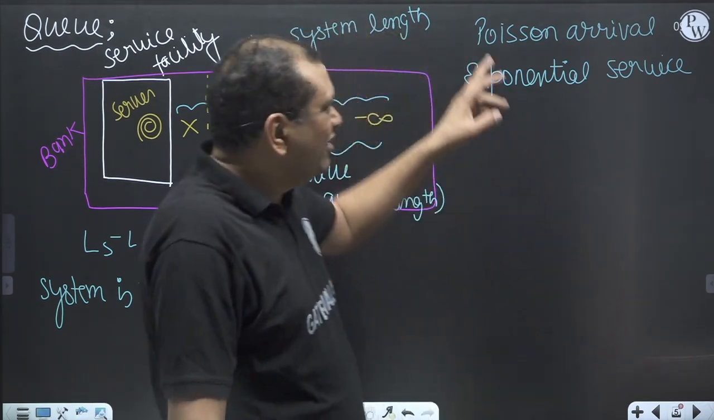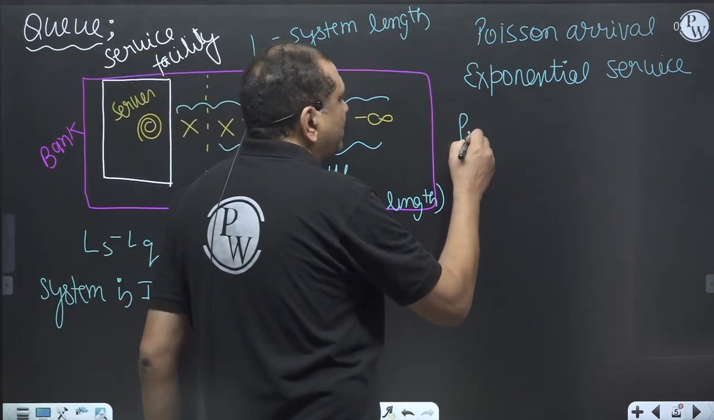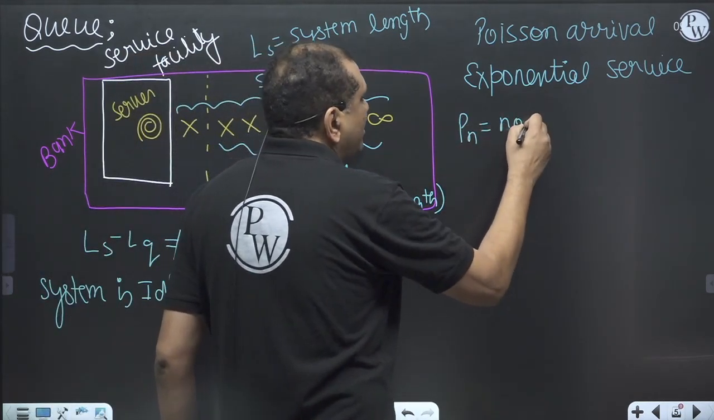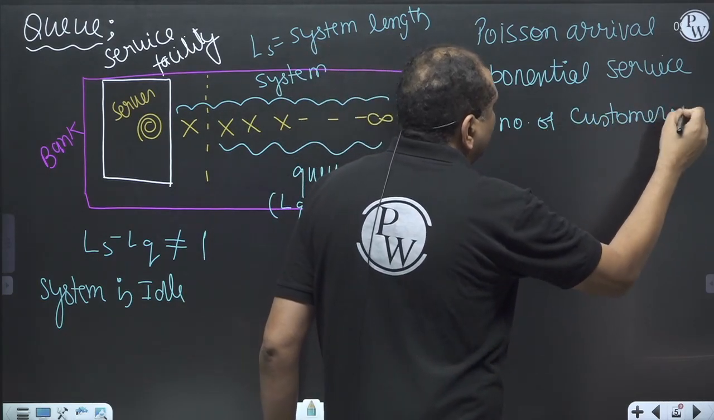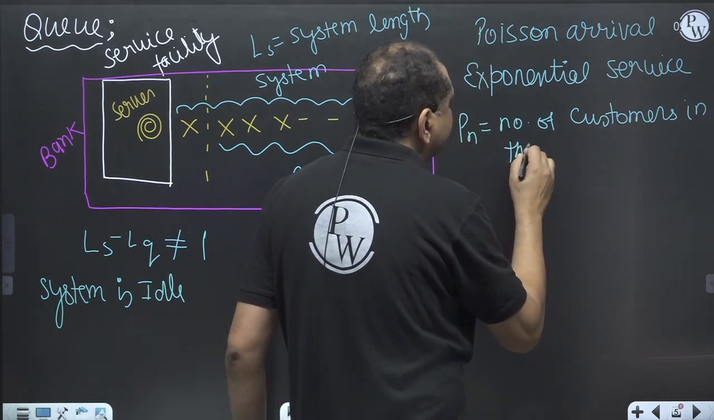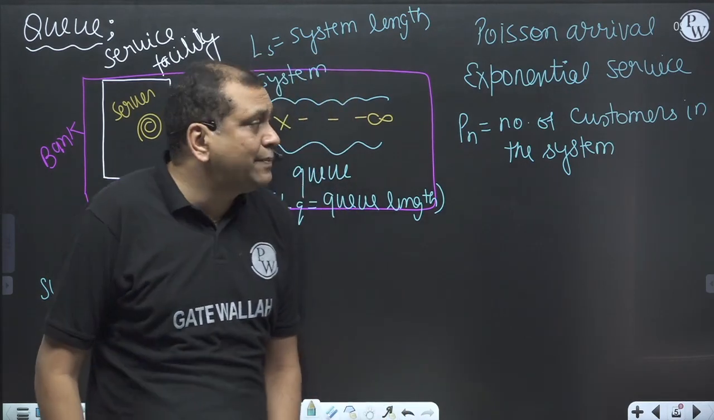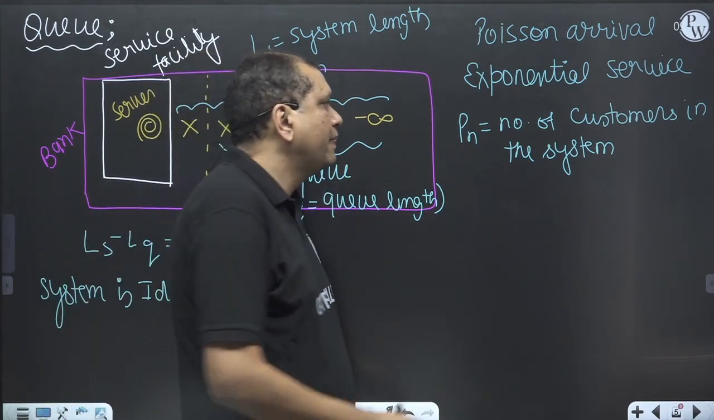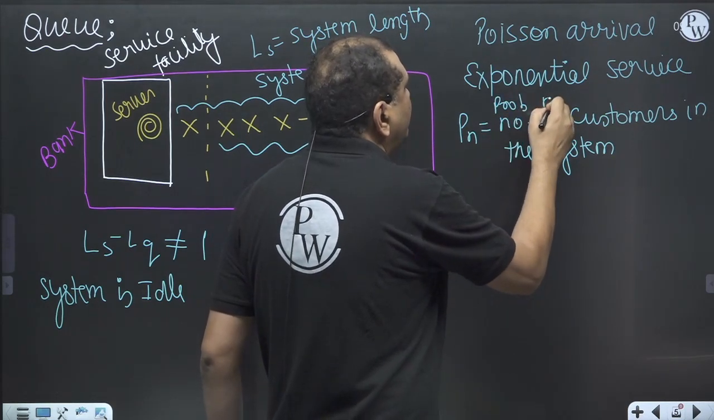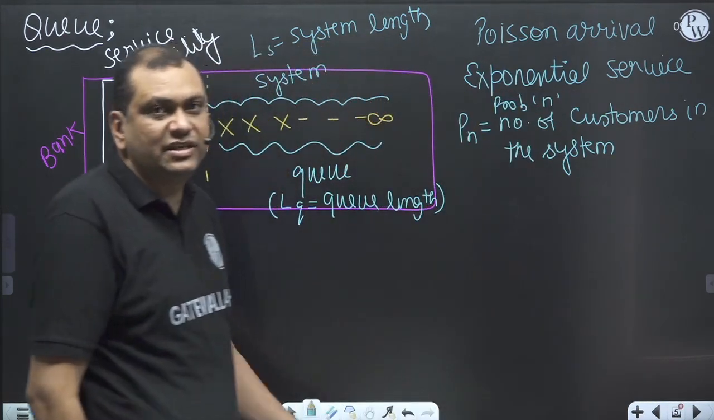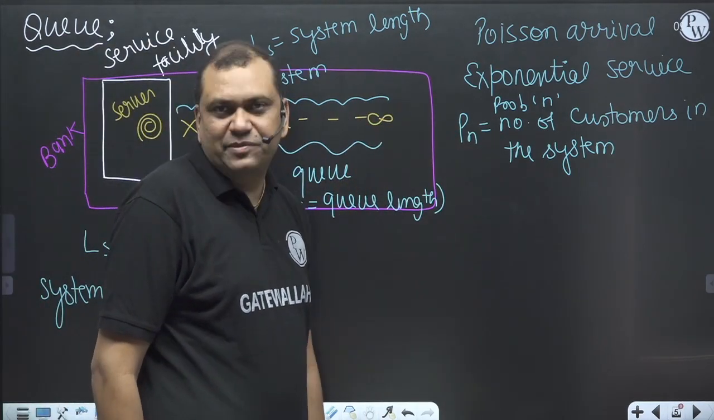Now, if you superimpose these two probability distributions, Pn is the probability that there are n number of customers in the system.